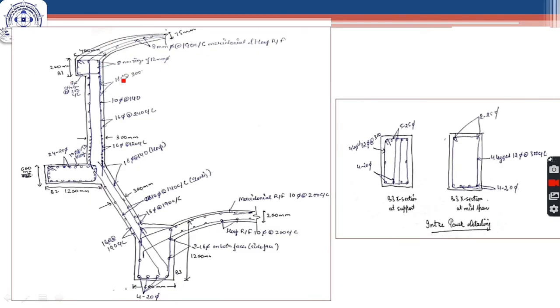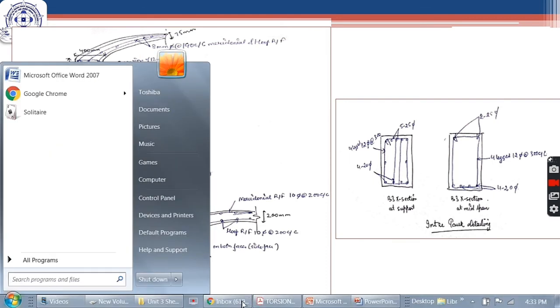Now I will summarize all the detailings. So let's look from the top. The thickness of the top dome was 75 mm. Okay, let me zoom it.